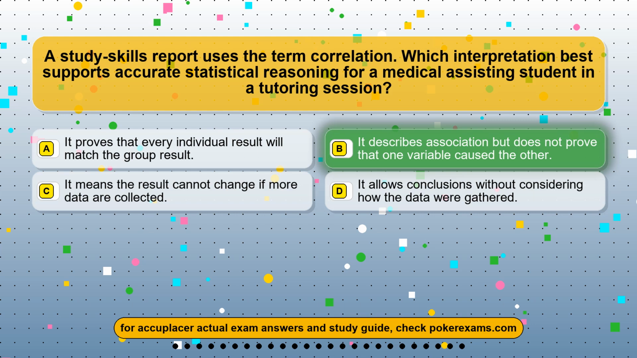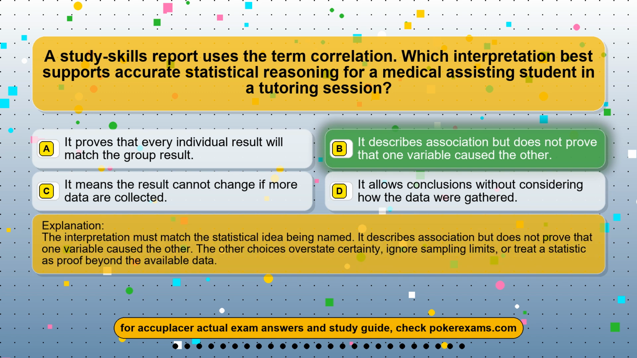The correct answer is option B. It describes association but does not prove that one variable caused the other. The interpretation must match the statistical idea being named. The other choices overstate certainty, ignore sampling limits, or treat a statistic as proof beyond the available data.